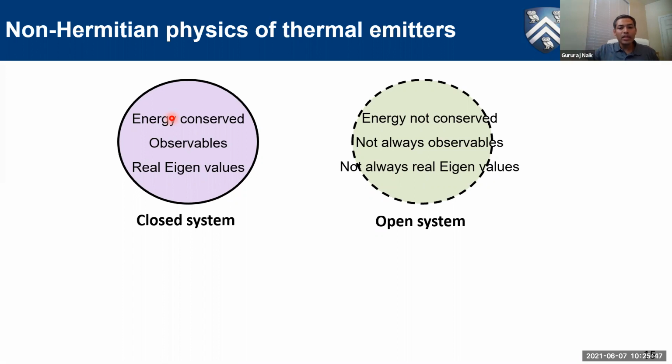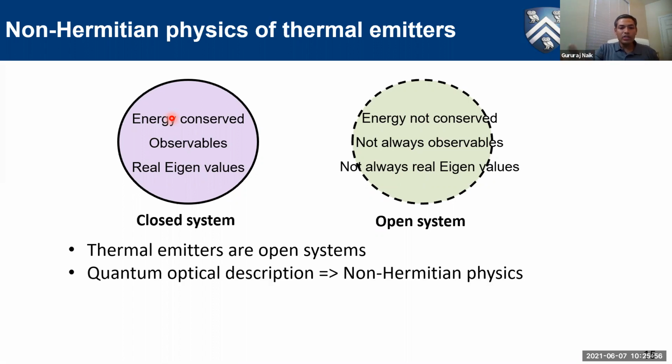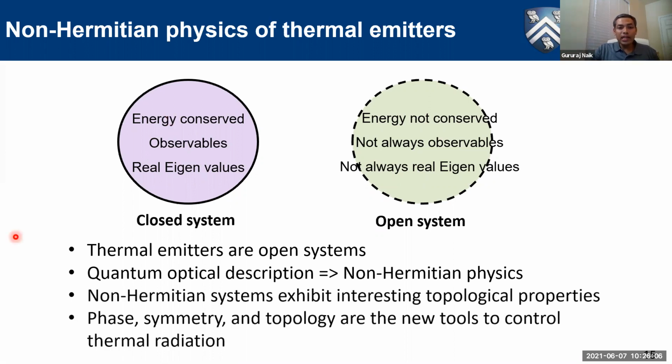Okay, so how do we describe the system then? We cannot use Hermitian physics, but instead we need to go for non-Hermitian physics. If we use non-Hermitian physics to describe thermal emitters, that would lead us to the quantum optical description of thermal emission. And that would lead us to very interesting properties, like phase, symmetry, and topology, which we almost never care for in the single resonator or classical description of thermal emission.